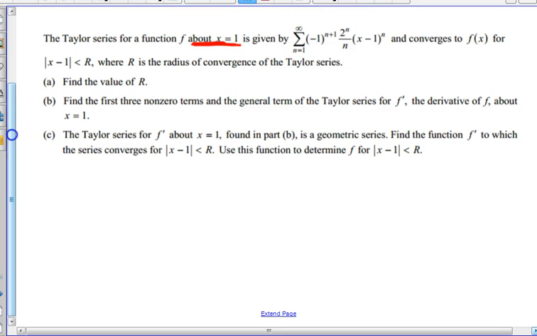All right, so we've got that. And they tell us it converges to f of x for the absolute value of x minus 1 less than r, where r is the radius of convergence. And now they want us to find this r, or find this radius of convergence. So let's take care of part A. How do we get a radius of convergence?